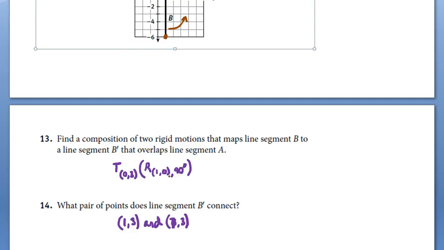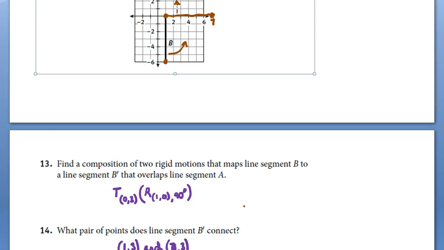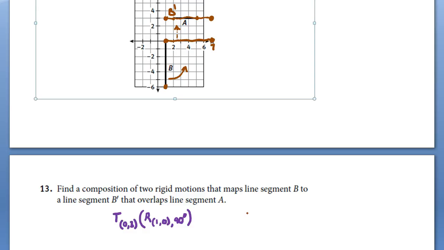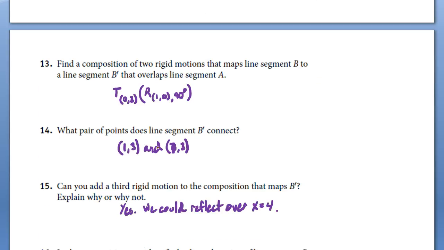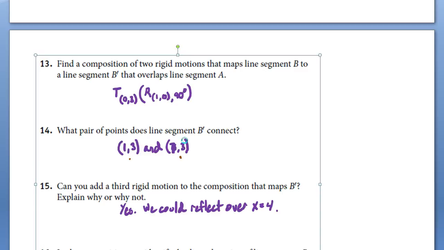Number 14, what pair of points does line segment B prime connect? Well, in the way that I did this, it connects this point to this point. This is (1, 3), and this is (7, 3). And you see those answers here and here.